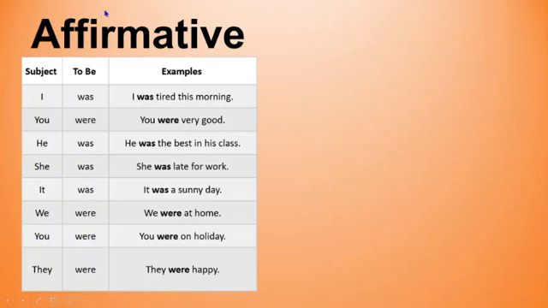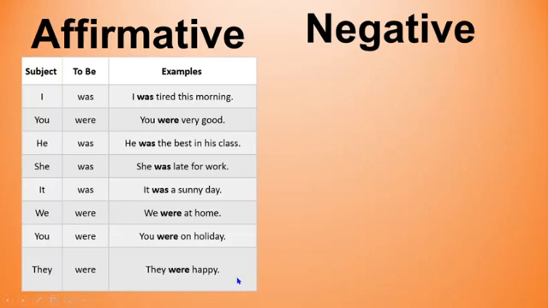And some examples about it. I was tired this morning. You were very good. He was the best in his class. She was late for work. It was a sunny day. We were at home. You were on holiday and they were happy.